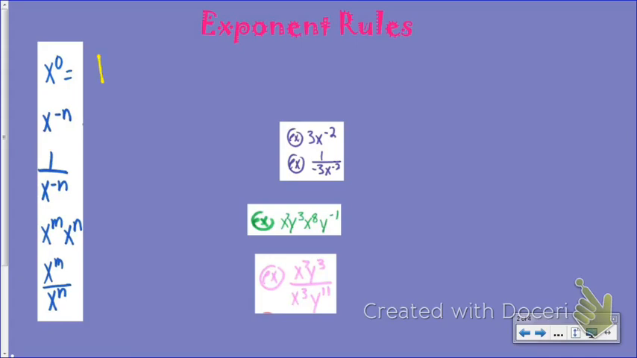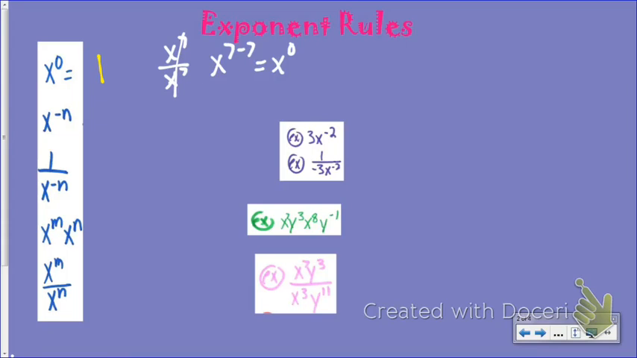And the reason for that, if you think about it, if I have x to the 7th power over x to the 7th power, you guys remember from your exponent rules, you can subtract those. So that would be x to the 7 minus 7, which is x to the 0. And we know anything divided by itself is just 1.